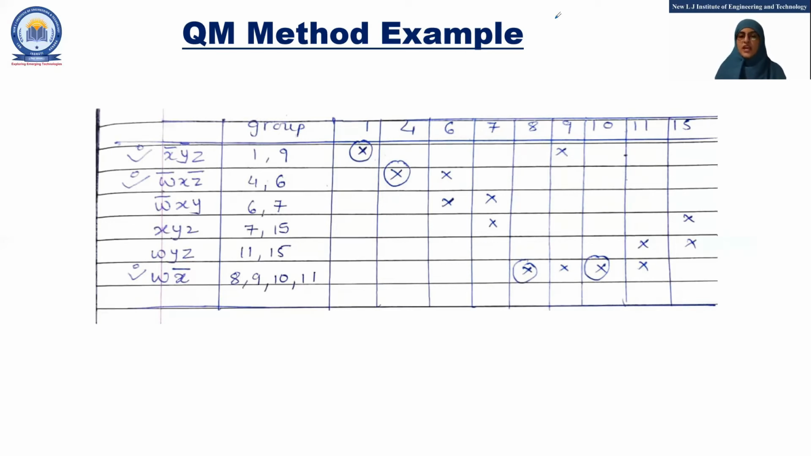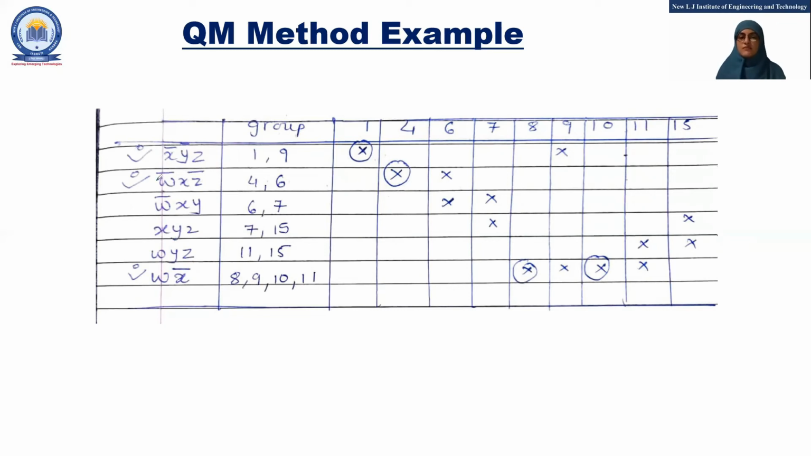Now we have to check which column includes a single cross mark. So we have to circle that column. So we can see that min terms 1, 4, 8 and 10 include a single cross mark. So we will circle them. Now those rows which have a circle present will be marked. So X bar Y bar Z, W bar X Z bar and W X bar will be marked.